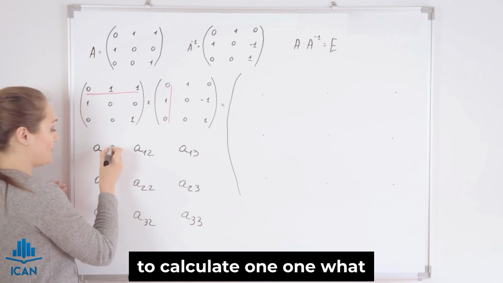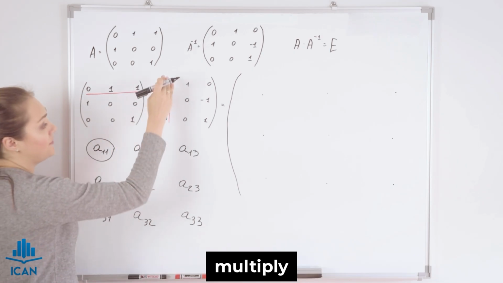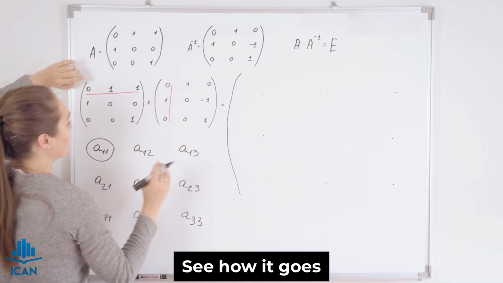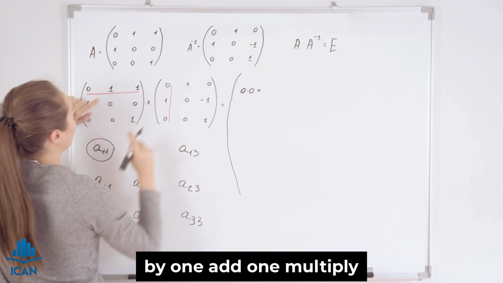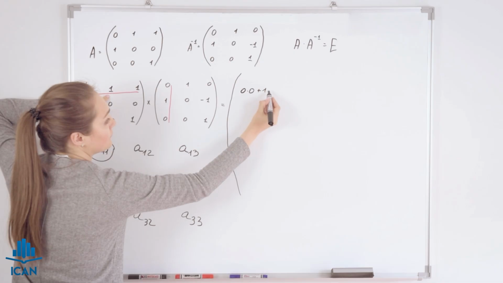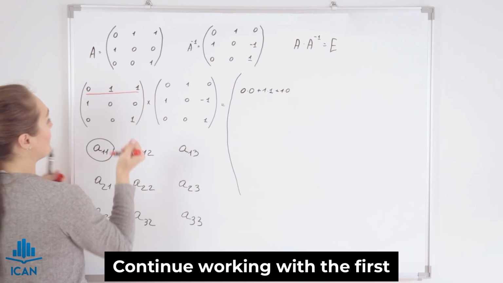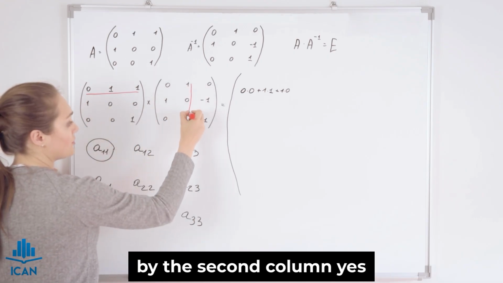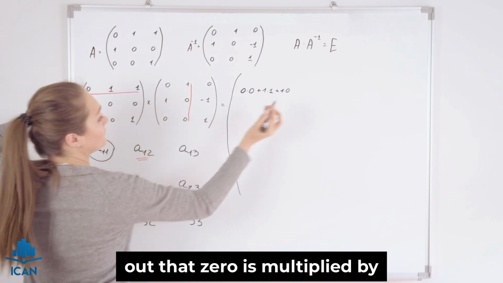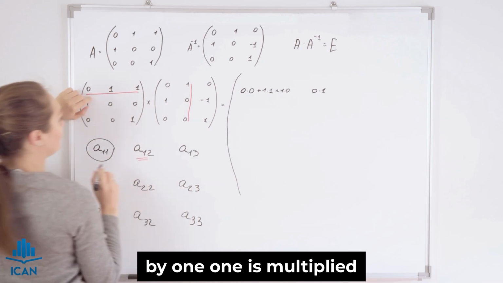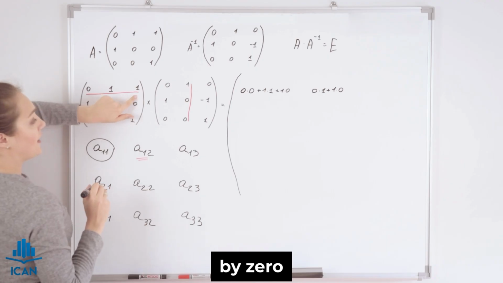In order to calculate 1, 1, what do we need to do? We need to take the first row, the first column, and multiply. See how it goes. Multiply 0 by 0, add 1 multiplied by 1, add 1 multiplied by 0. Continue working with the first line, but now we will multiply by the second column. It turns out that 0 is multiplied by 1, 1 is multiplied by 0, plus 1 is multiplied by 0.